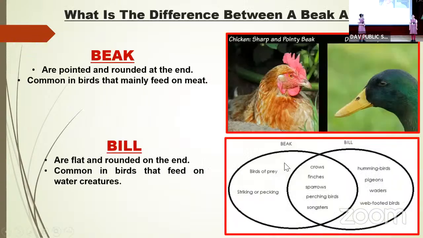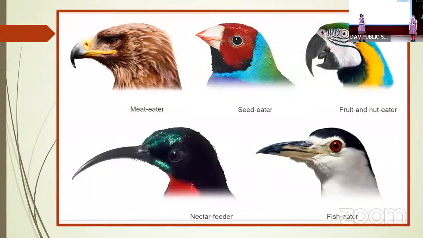Next comes the chiseling beak. Birds like the woodpecker have a chiseling beak which is strong, hard, long, straight, and chisel-shaped. This type of beak helps the woodpecker to peck at the wood and eat the insects present in the wood. The woodpecker also uses it as a chisel to make a hole in the tree trunk, which serves as its nest.